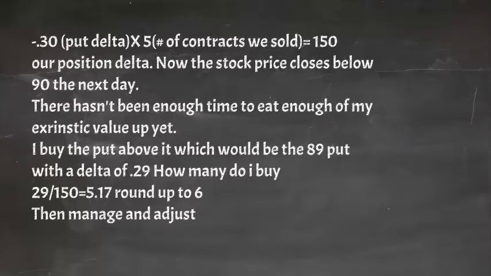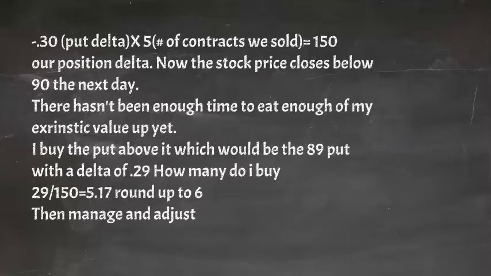So in the example, we know that we sold the negative 0.30 put delta times 5 contracts, which gives us a position delta of 150. Now the stock price closes below 90 the next day. We know that there hasn't been enough time to eat up enough of my extrinsic value for me to be in profit yet. So what do I do? I buy the put above it, which would be the 89 put with a delta of 0.29. How many do I buy though? 0.29 divided by my delta position equals 5.17. I just round that up to 6.